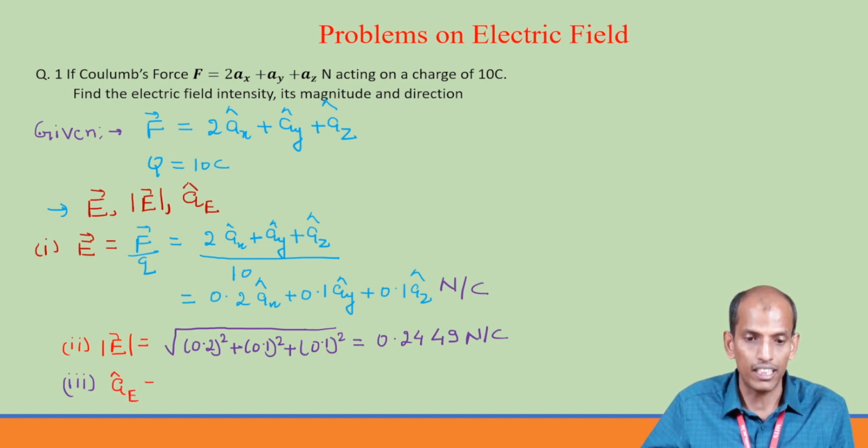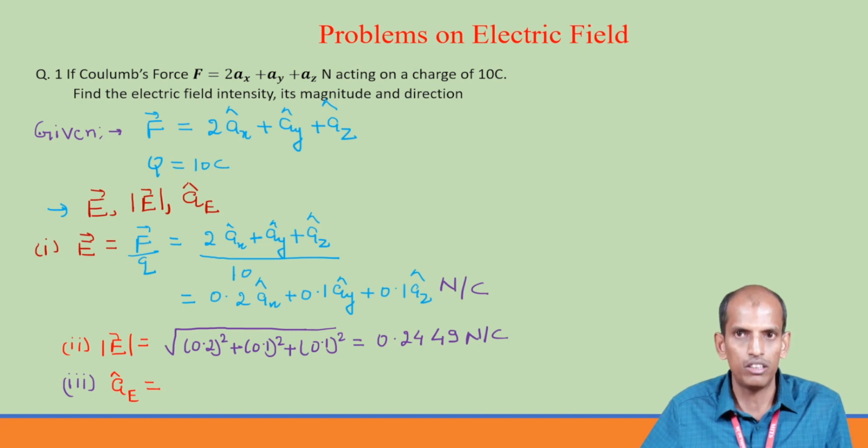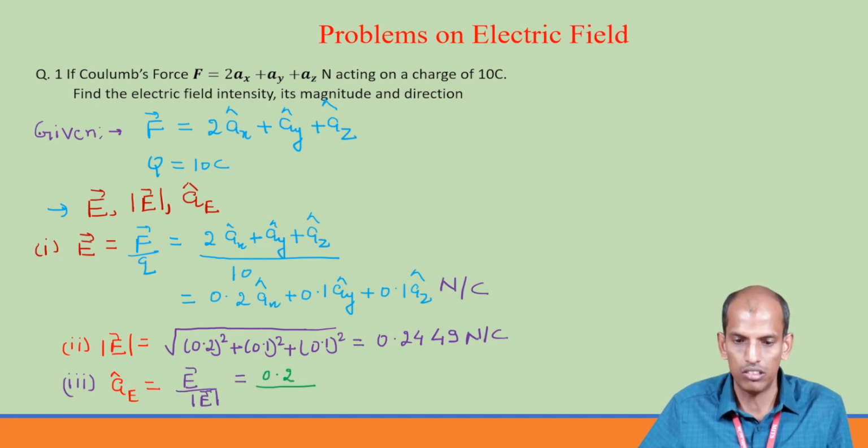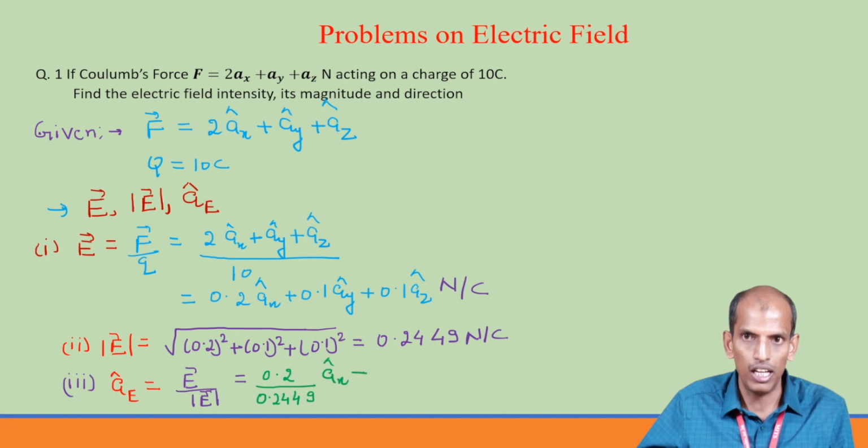So aE means direction. You know that this is a unit vector. Unit vectors are nothing but the vector divided by its magnitude. So it is E divided by mod of E. That's very simple. E we have already got. It is 0.2 divided by the magnitude, which here is 0.2449. So 0.2 over 0.2449 ax hat, plus another quantity, 0.1 divided by again 0.2449.